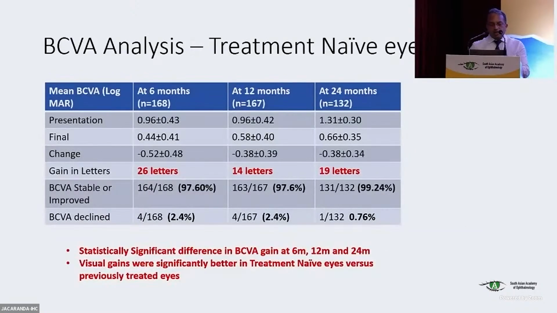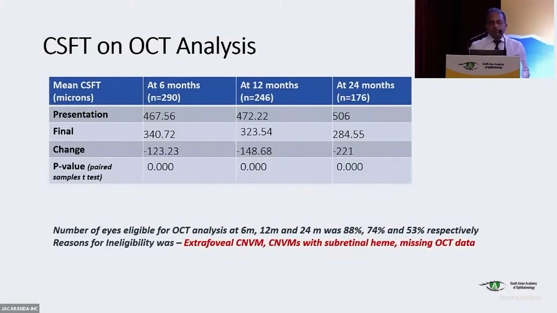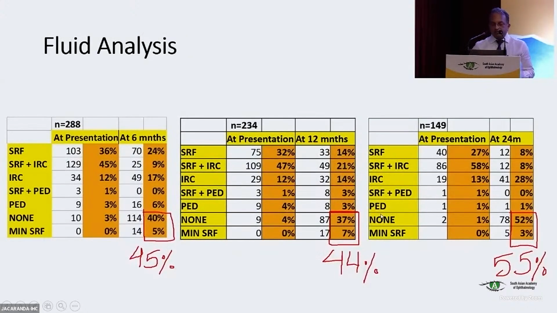Yeah, I will also have to highlight that the number of eyes available for analysis was not 100%. If you see here also, out of 331, only 321, 318, and as we go to 2-year follow-up, the number of eyes having relevant data available goes down. And again, anatomical analysis, central subfoveal thickness: you see very good reduction, almost 221 microns improvement at 2 years follow-up. Again, at the bottom, you can see the limitations of a retrospective study.